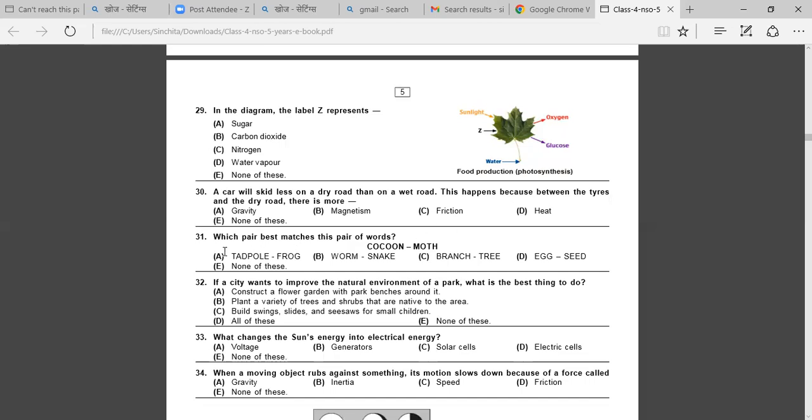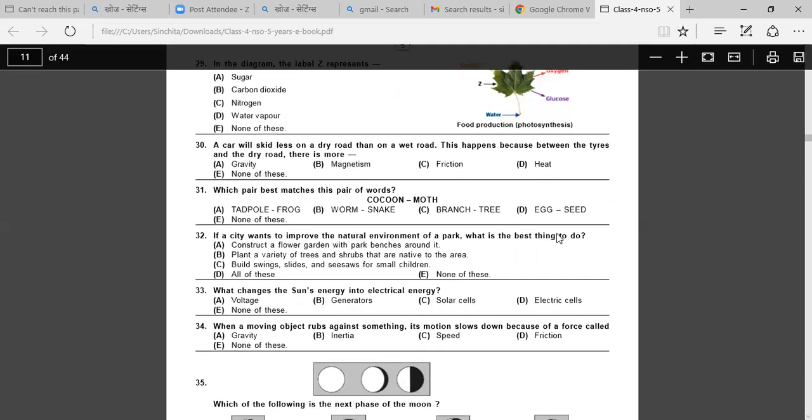Number 31. Which pair best matches this pair of words? Cocoon and moth. It will be branch and tree, because we find a cocoon on the branches and a moth can be found on a tree. Moth is a type of insect.